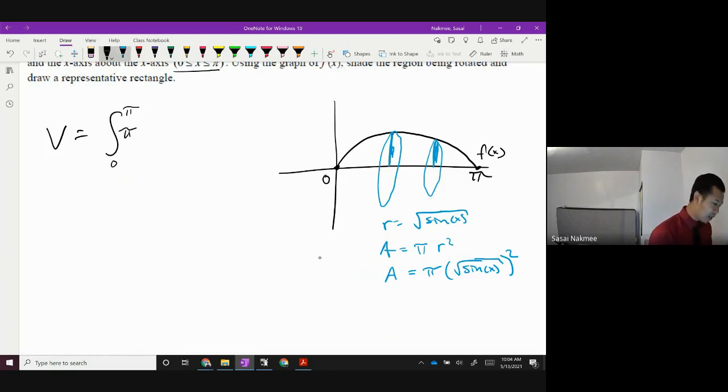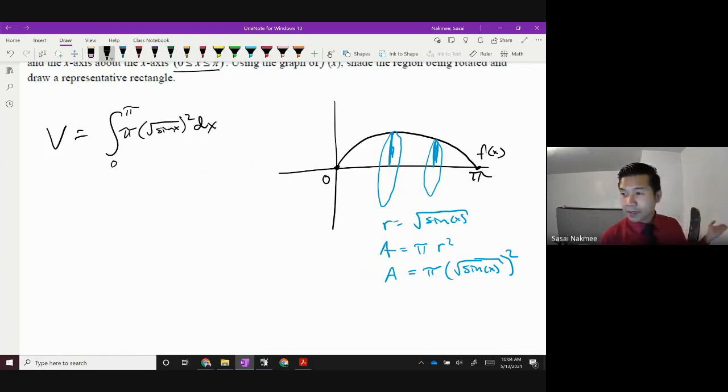But r squared in this particular case is the square root of sine x squared dx. And that's it. That's all you have to do to calculate this volume using the disk method. If you think about it, the disk method, like I said, is still just a cross section, but each of the cross sections are always going to be circles, right? And it just gets its own special name: call it a disk because it makes a disk.